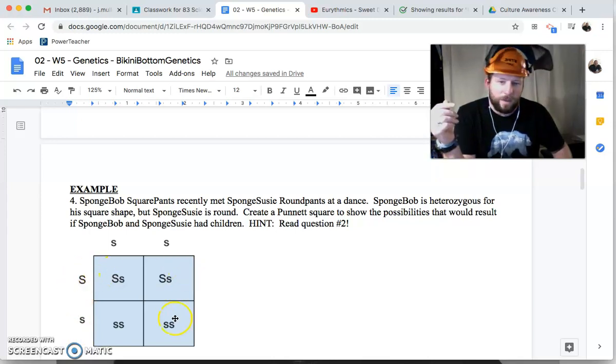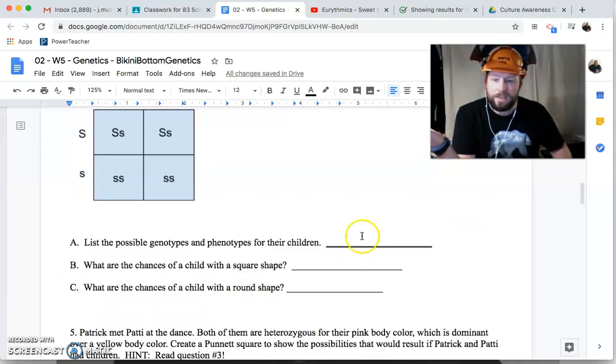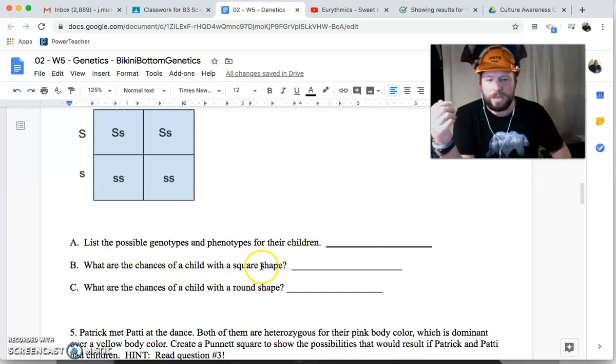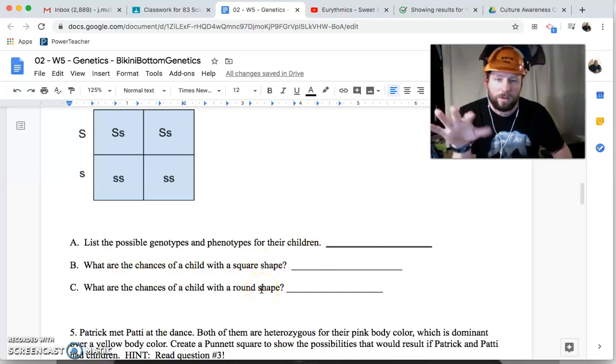So you run through the Punnett square, at which point it asks, give me the possible genotypes and phenotypes for their children, and then what are the chances or percentages for the children to either be square or round. And again, this is all going to be based upon out of 4. Hopefully you guys are familiar with the Punnett squares. That's 25%, 50, 75, and 100%. Hope you guys can do the math on that.